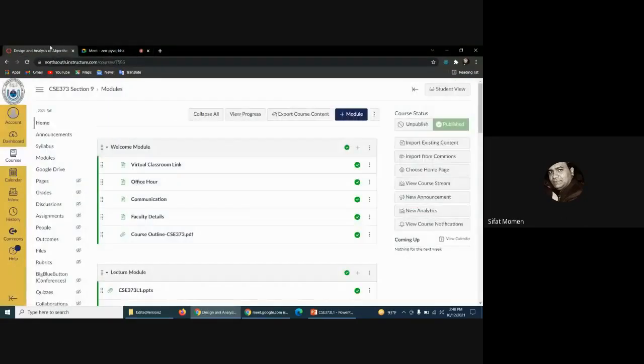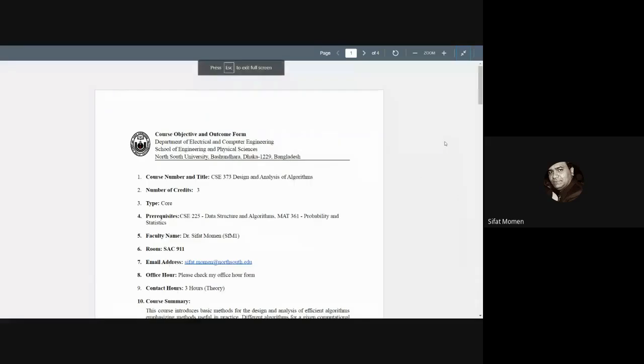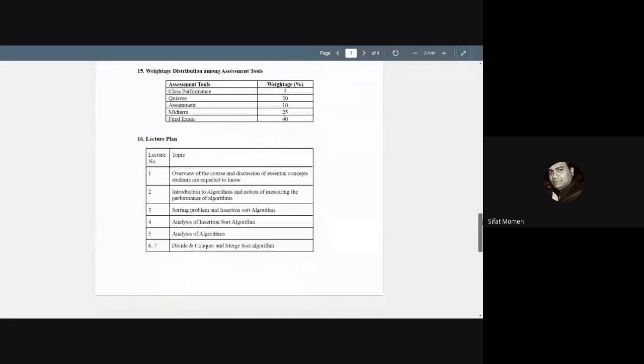Before we go anywhere else, let's look at the course outline that we had. So we discussed the course outline. So today is our lecture number 2. Let's see what's the agenda for today. This is what we plan to cover today, lecture 2. In lecture 2, we are going to discuss an introduction to algorithms. So we want to discuss about algorithms, and we would also like to discuss the notion of measuring the performance of algorithm.